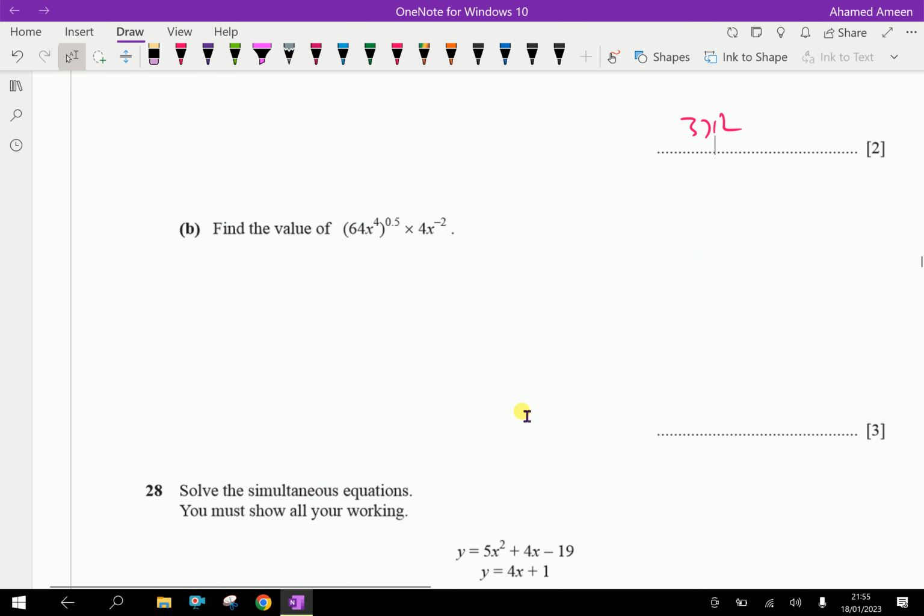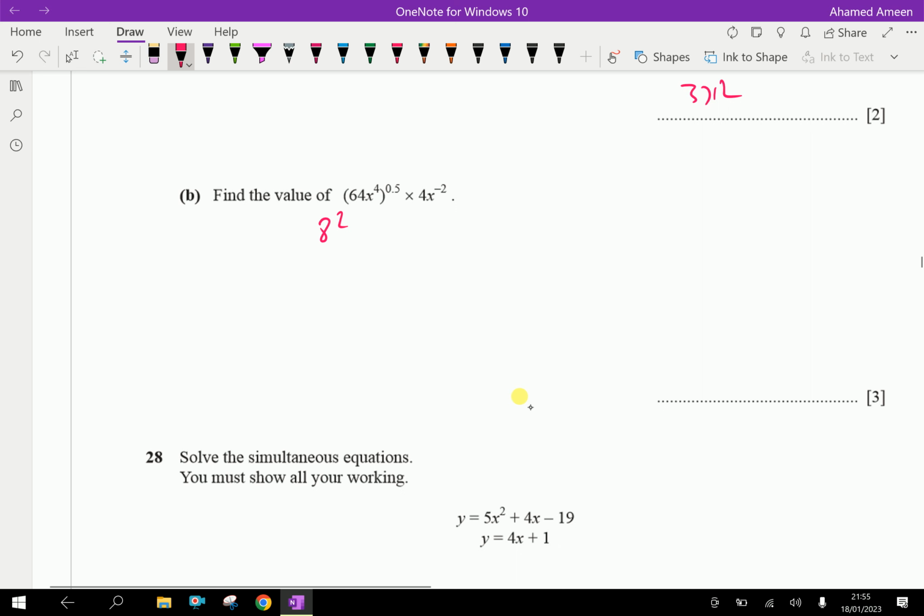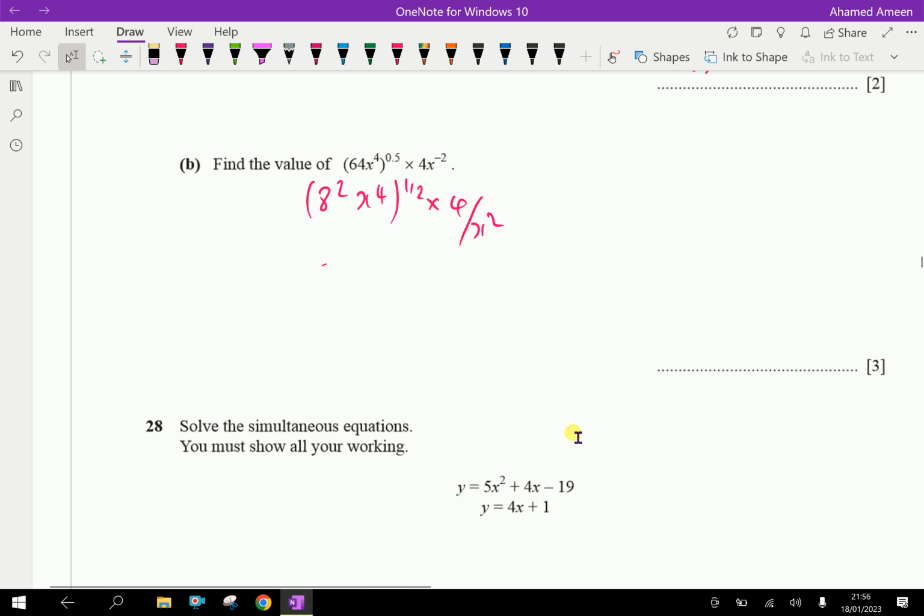Find the value of this. Here 64 can be written as 8 square, that is x power 4. 0.5 is power half, into 4 over x square, because it is 4 x power minus 2. Further, 8 square to the power half is 8, and x power 4 into half is x square, into 4 over x square. So the answer is 32.